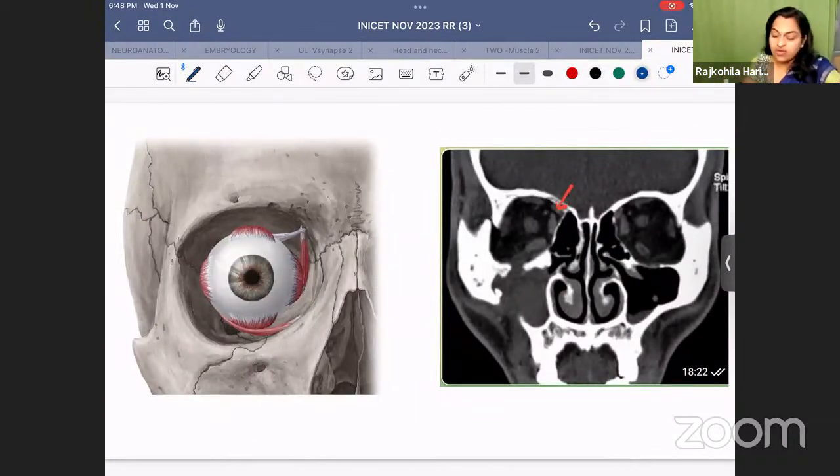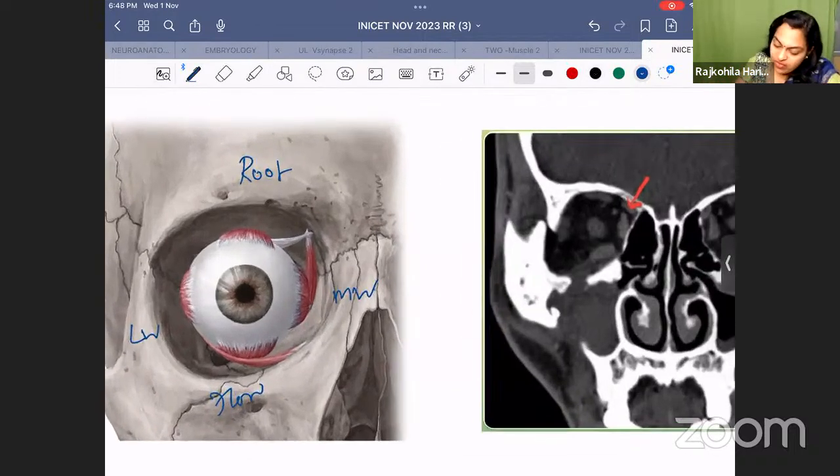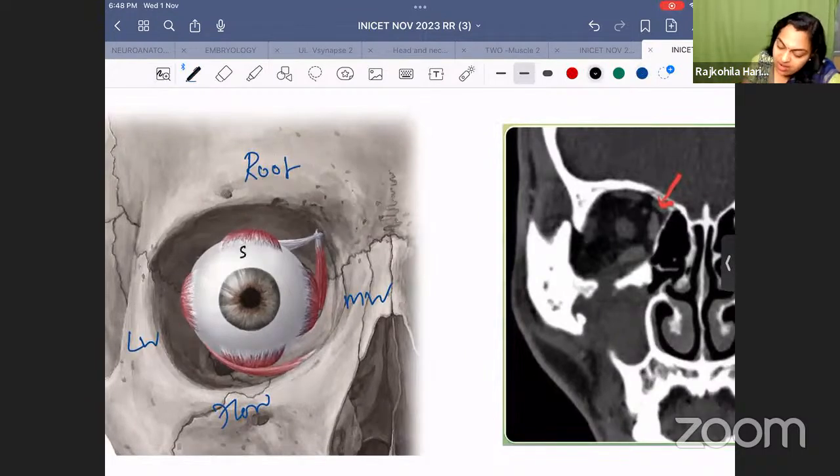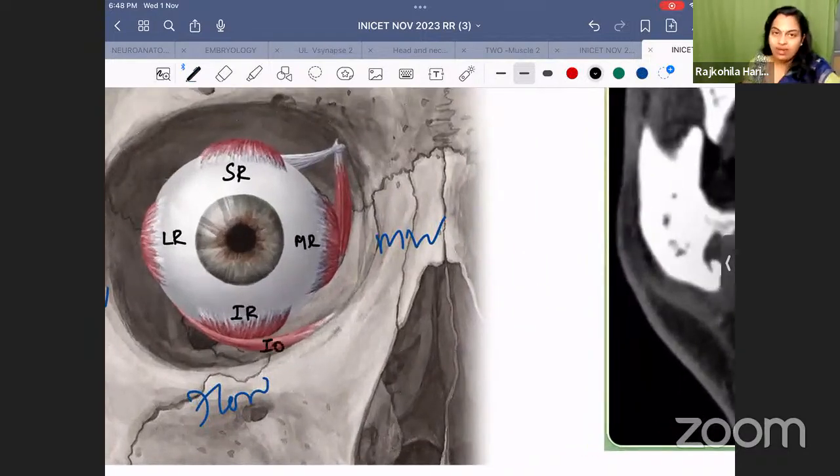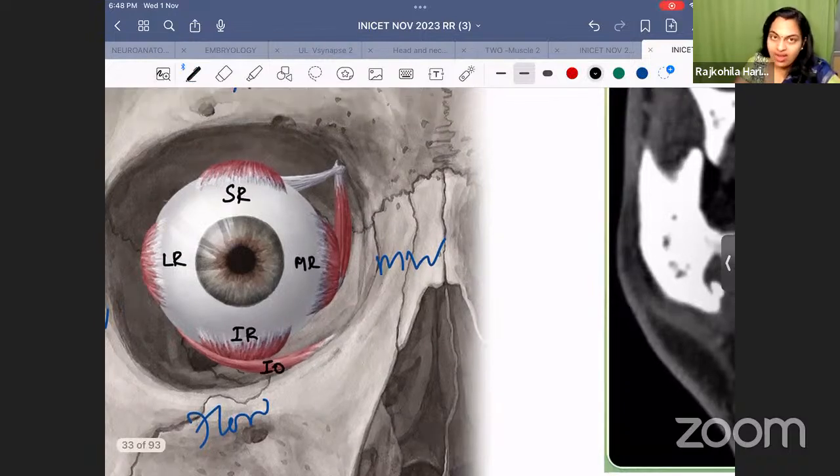You see the boundaries of the orbit: roof, floor, lateral wall, medial wall. Understand, except the lateral wall, all the other boundaries are going to be related to two muscles. The recti are applied closer to the eyeball. So if you see here, this is the superior rectus, inferior rectus, medial rectus, lateral rectus. What you get to see below the inferior rectus is the inferior oblique. And in the medial wall, above the medial rectus, you get to see the superior oblique.